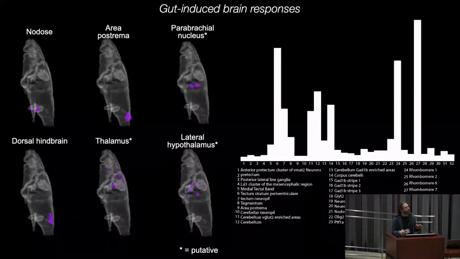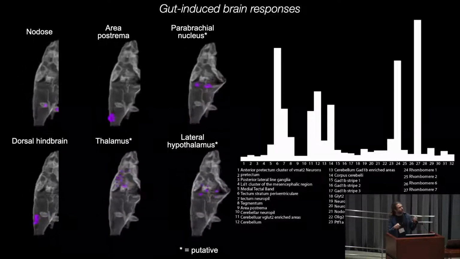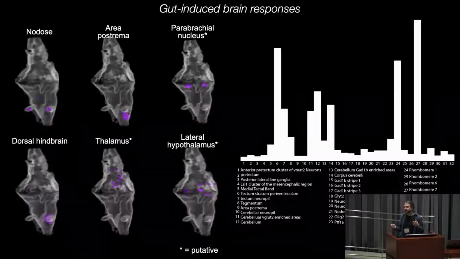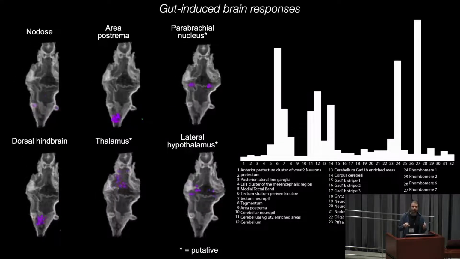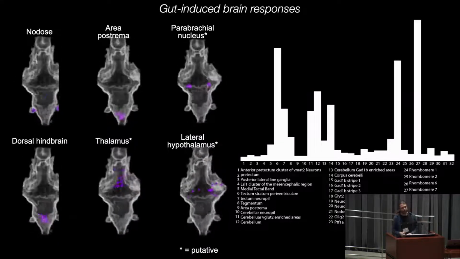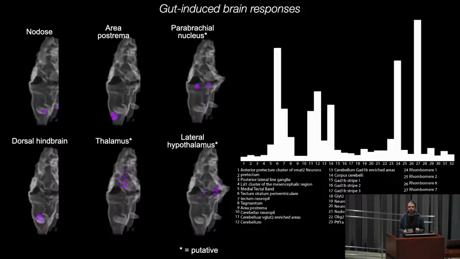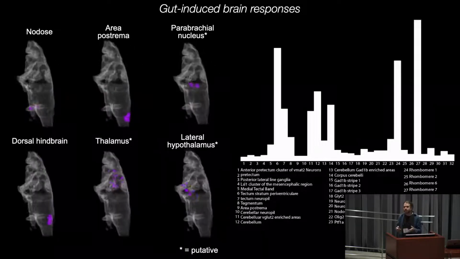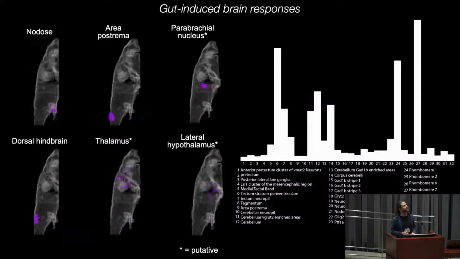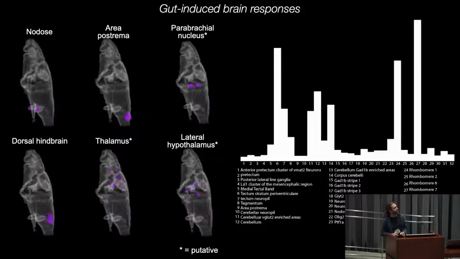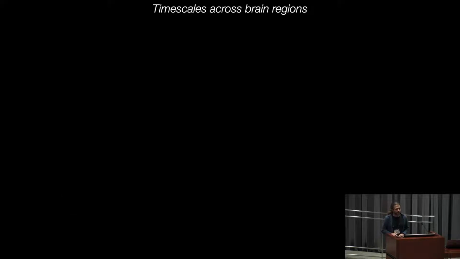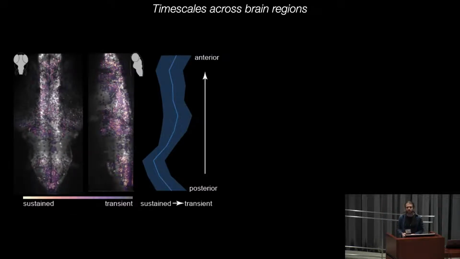Now, one of our questions includes, how does this information get transferred from the gut to the nodus to the hindbrain, and from there across the brain? So one hope is that we'll be able to use timescales of responses to try and make predictions about how this is handed from one area to the next. And so we can map the time scale across brain regions. Here's a color map of different time scales across the brain.